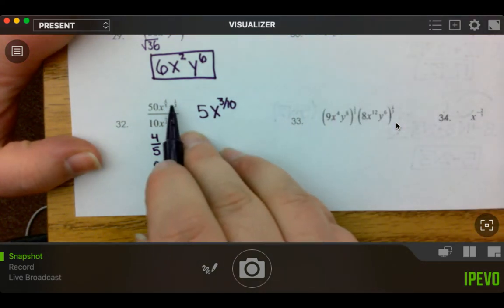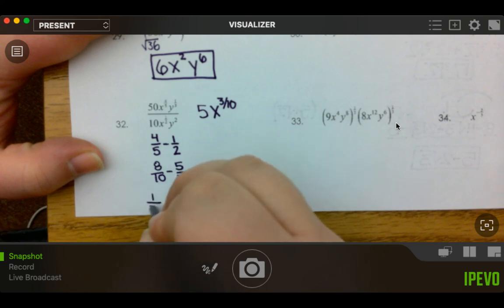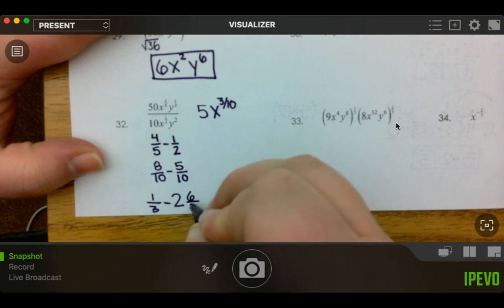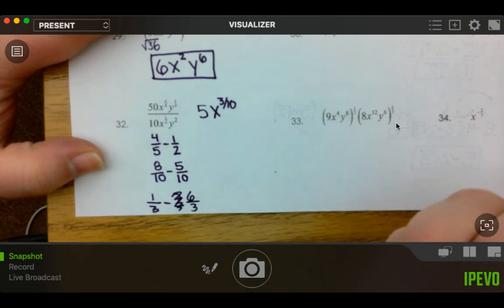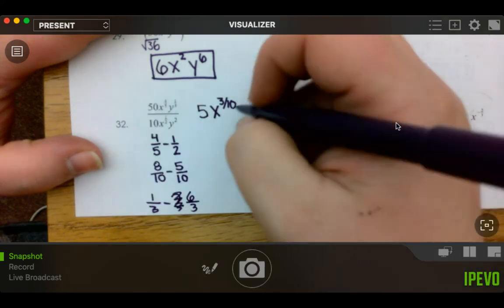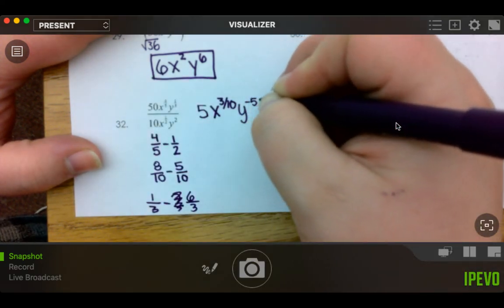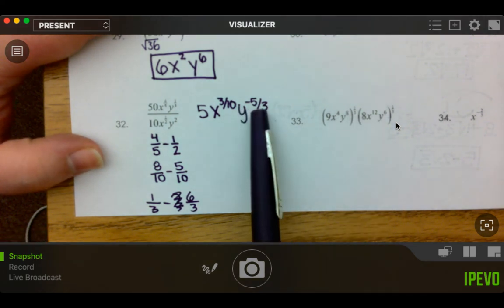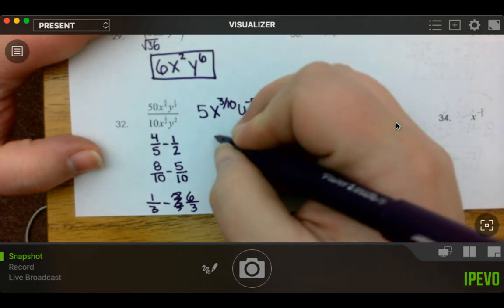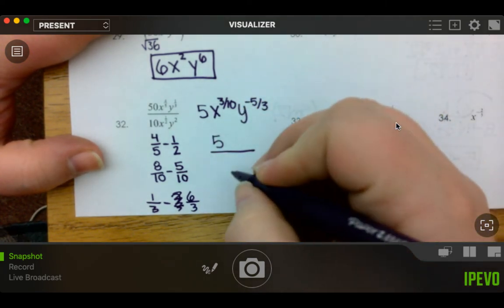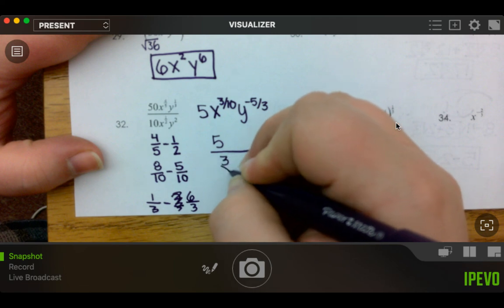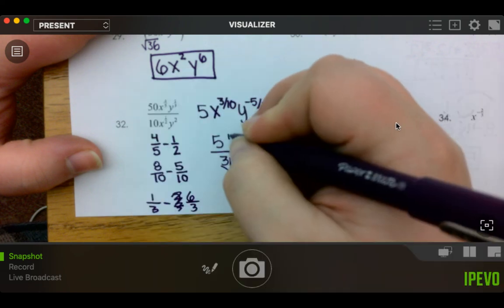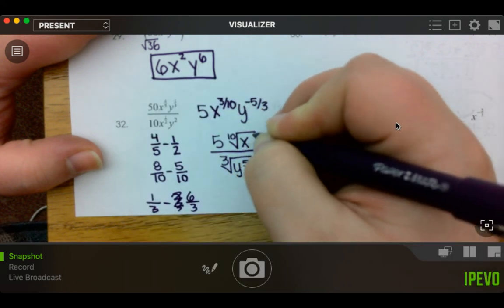And then I would do 1/3 minus 2. This one's a little bit easier because 2 is the same thing as 6/3. And 1 minus 6 is -5/3. And then if you have a negative exponent like that, you're going to want to put it on the bottom. So I'm going to put it down here, but I'm going to go ahead and make it the cube root of y to the 5th. And I'm going to make the top one the 10th root of x to the 3rd.